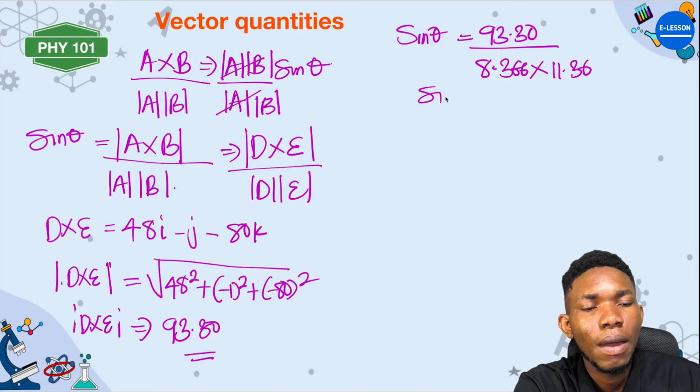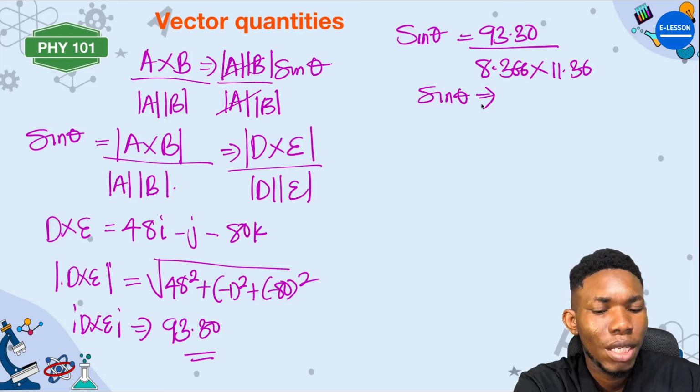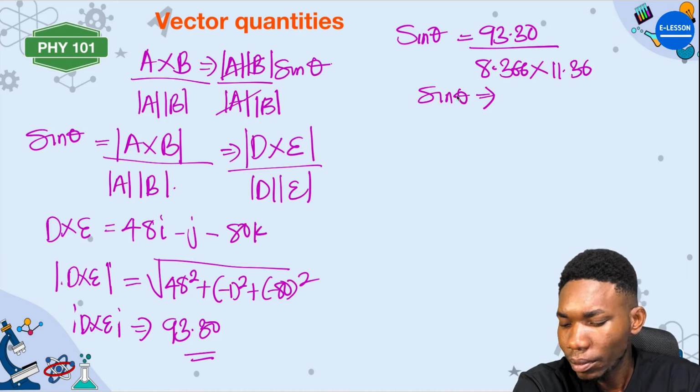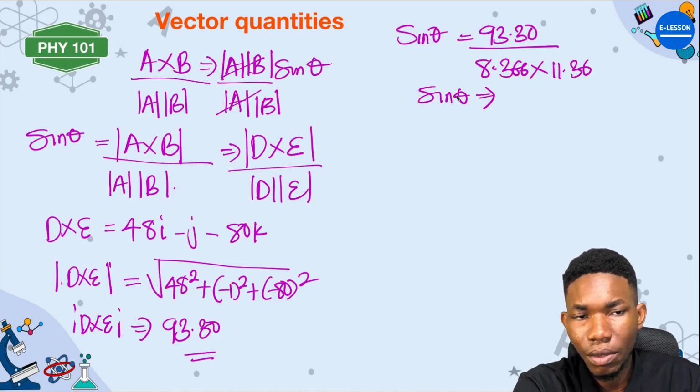So our sin theta, my dear student, will be equal to, you press this in your calculator, 93.3 divided by 8.366 times 11.36. You can press that directly in your calculator. That will give us 0.982.